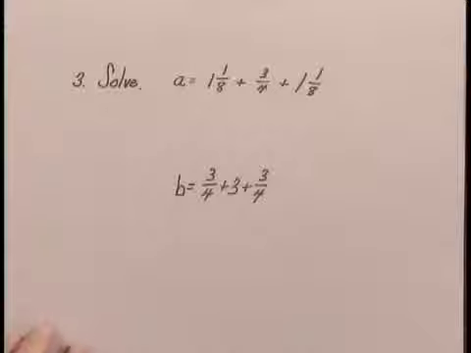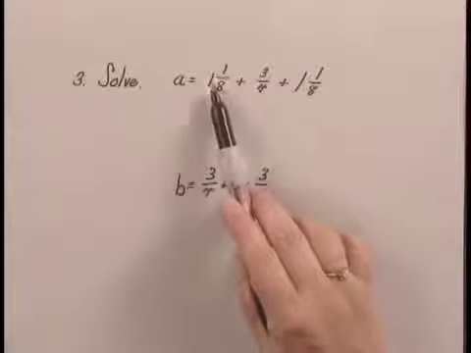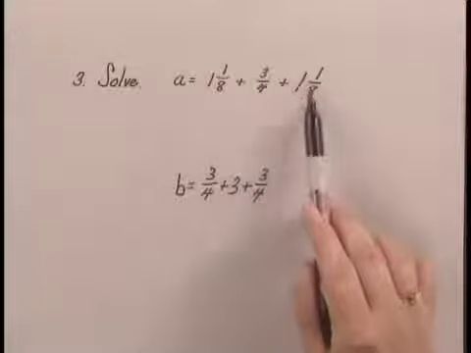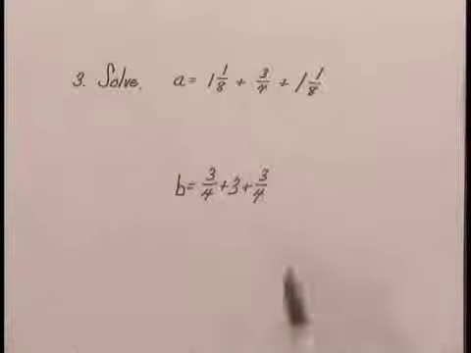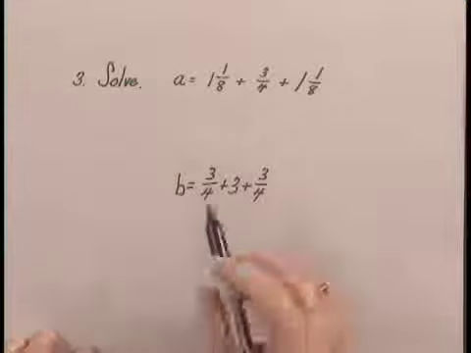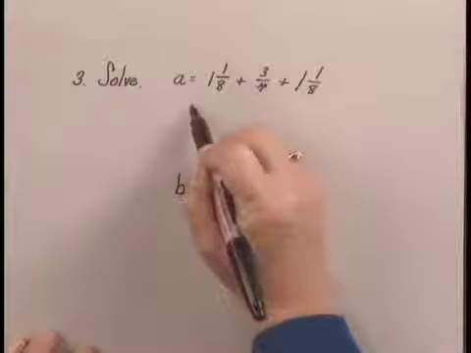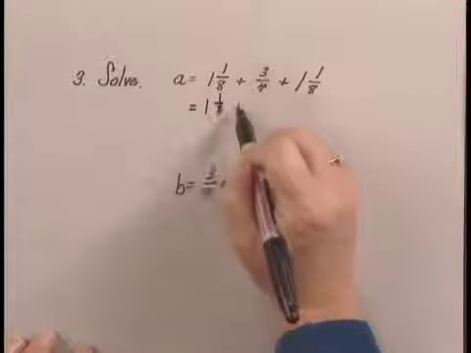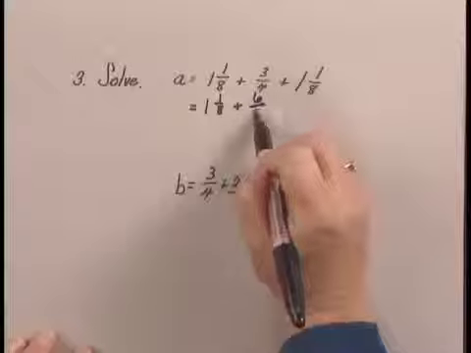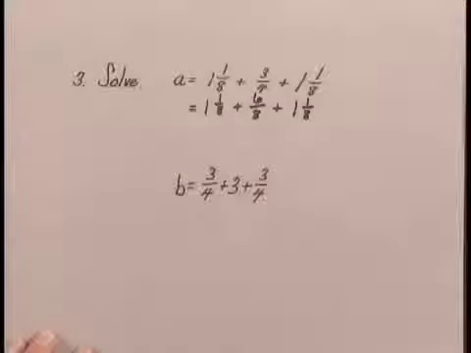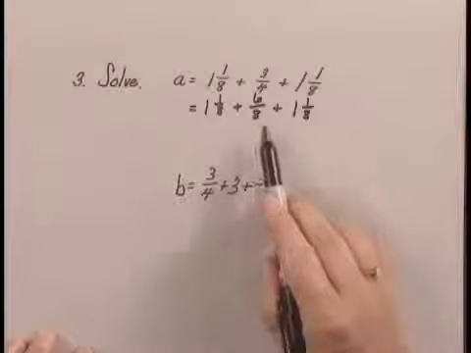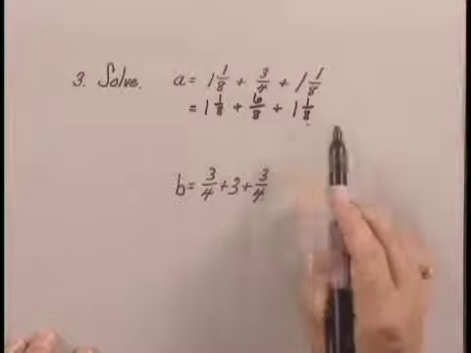Moving to step 3. First of all, let's find the length A. Well, we have 1 1/8, 3/4, 1 1/8. We want to add the fractional parts together, so we need a common denominator. So we'll write 3/4 as 6/8. So this gives us 1 1/8 plus 6/8 plus 1 1/8. 1/8 plus 6/8 plus 1/8 is 8/8.